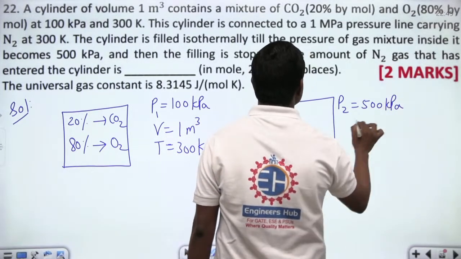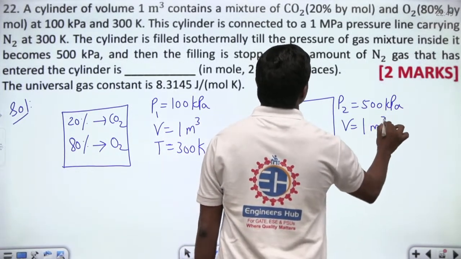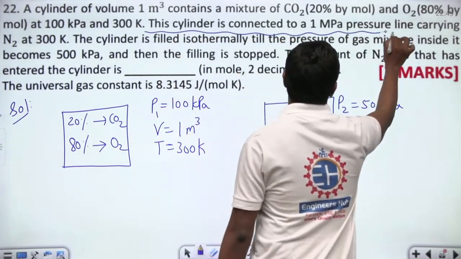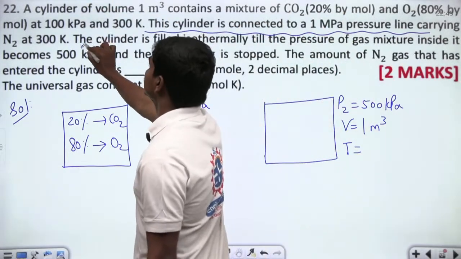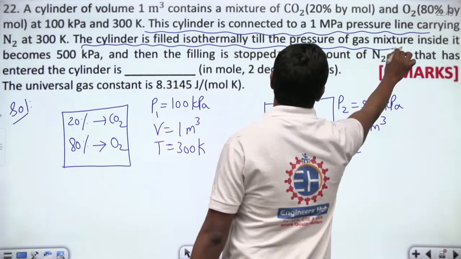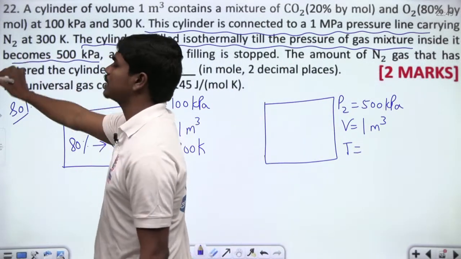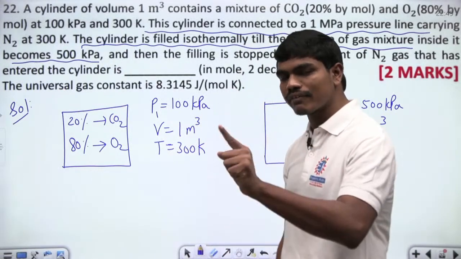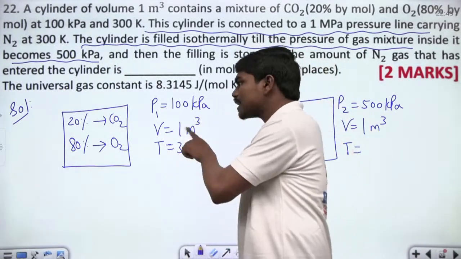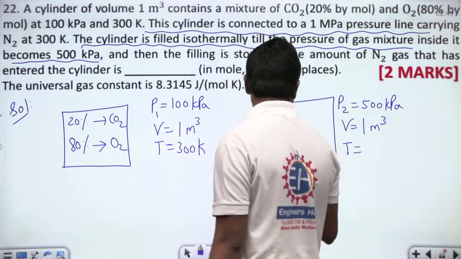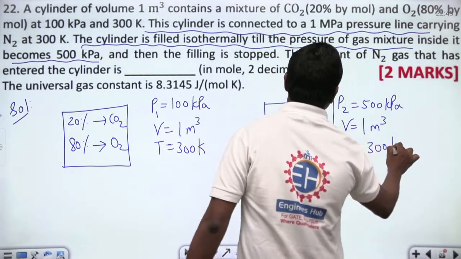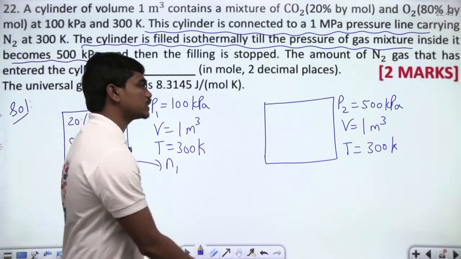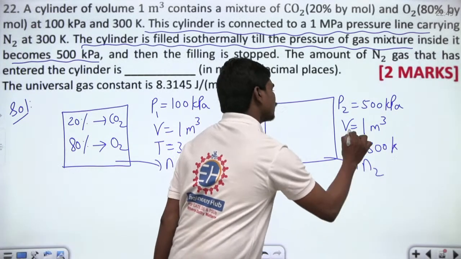Then volume remains fixed, 1 meter cube. And what is the final temperature? Look, it's clearly given. This cylinder is connected to a 1 megapascal pressure line carrying N2 at 300 Kelvin. The cylinder is filled isothermally till the pressure of the gas mixture inside becomes 500 kilopascals. Whenever the cylinder is getting filled isothermally, that means the initial and final temperatures of the system are the same. So again your T is 300 Kelvin. Let us suppose the total number of moles in this case is N1 and the total number of moles in the final case is N2. Of course, V2 and T2.